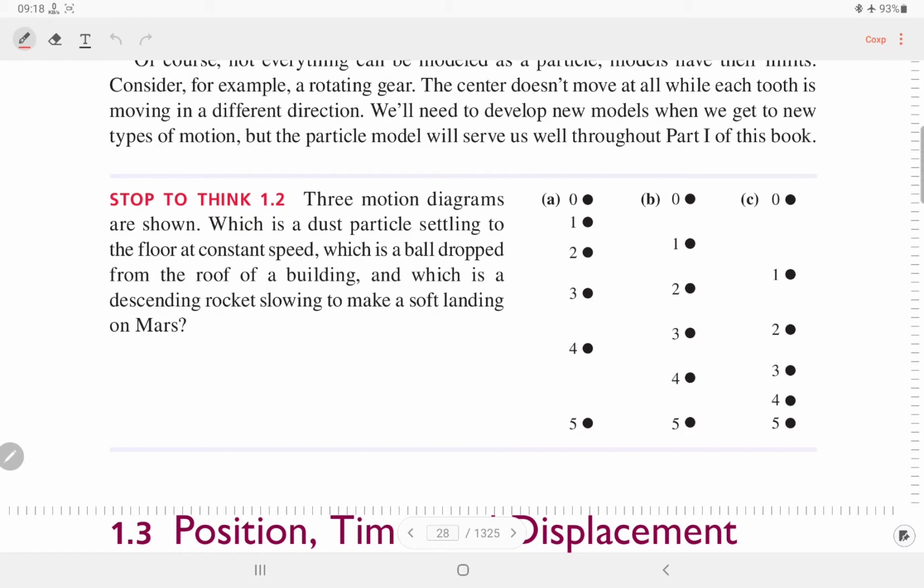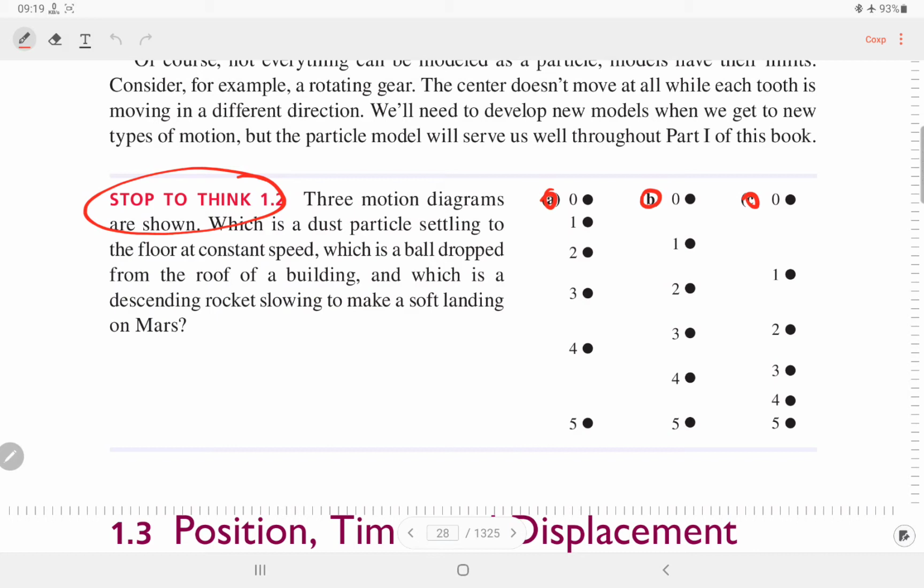Now let's stop to think again. We have 3 figures, A, B, C. Now we need to describe these 3 motions. So let's start from diagram A, figure A. We have the numbers 0, 1, 2, 3, 4, 5. Again, these frames were taken at equal interval time.